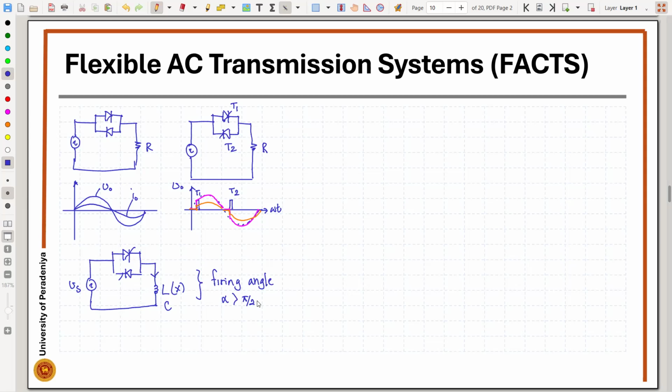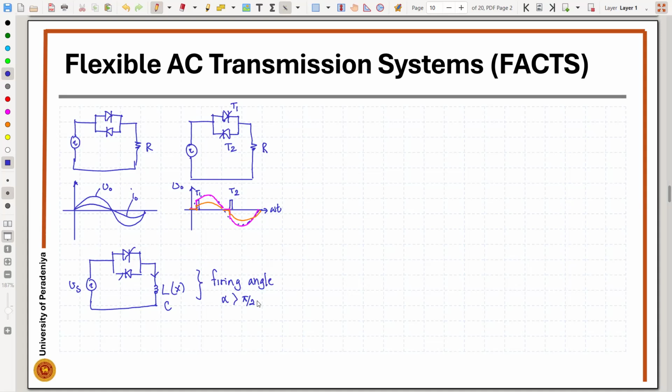Is it clear? So I discussed briefly the thyristors with the resistive loads and briefly the inductive load. So is it clear for all of you, or is there any unclear point? Clear, sir. Okay, thank you.